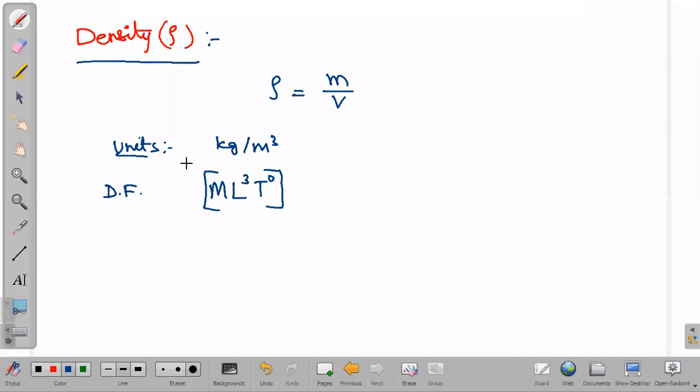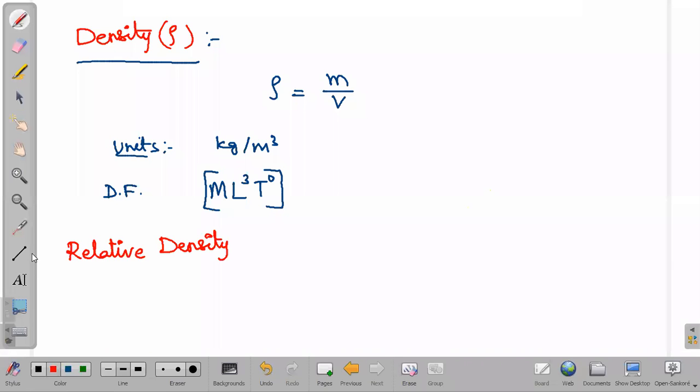Okay, next. Here we will have one more concept called relative density. That means we will be comparing the density of a substance with some other substance. The other substance we usually consider is water, which is at 4 degrees Celsius. So what is the next topic? Relative density.